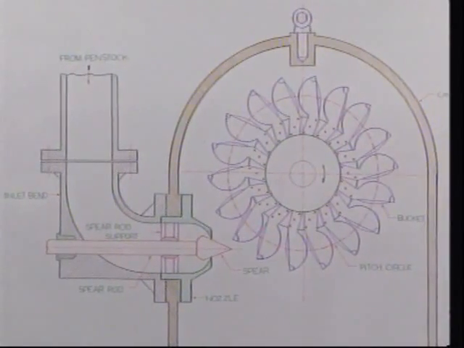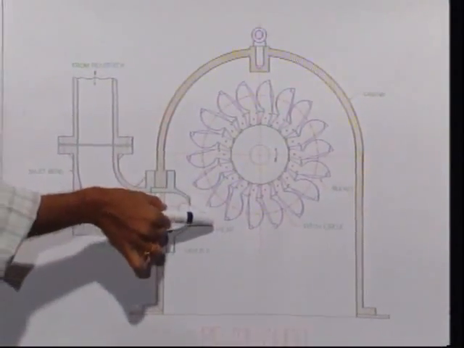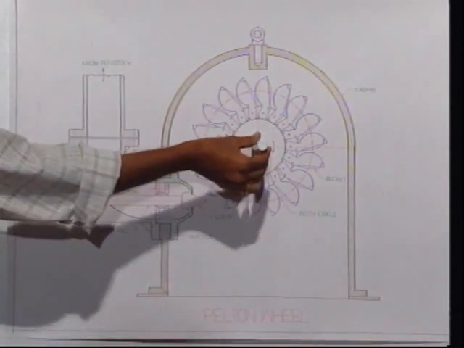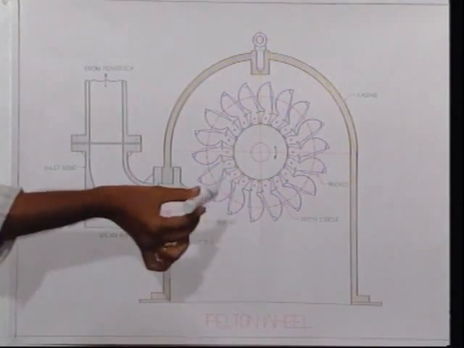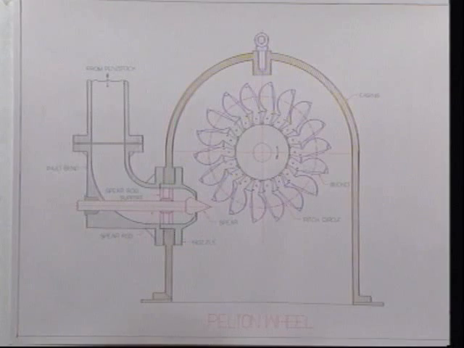This is how the pressure energy is converted to kinetic energy, and using this kinetic energy the turbine rotates. The shaft which is connected to this runner will be coupled to the generator. Thus the electricity will be produced.